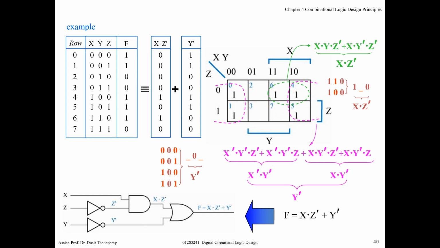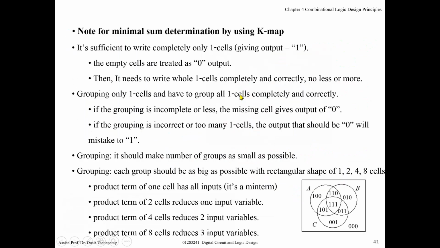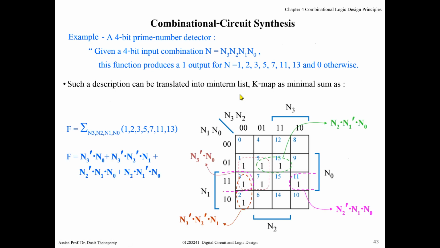So, to obtain the minimal sum, you must use prime implicants in the K-map. You will not select, for example, just this cell. It is better if you select 2, and even better if you select this 4-cell group. The product term of this 4-cell group is a prime implicant. This is the meaning.